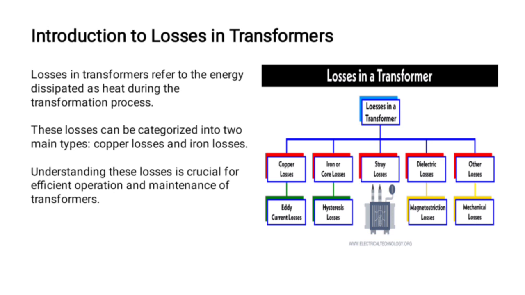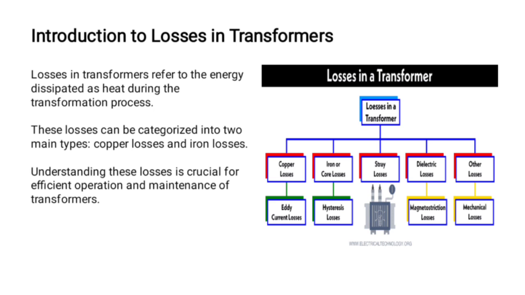Let's get into the topic: losses in transformers. First, what is a transformer and what does it mean? A transformer is a device that transfers electric energy from one alternating current circuit to one or more other circuits, either increasing or reducing the voltage. This is known as a transformer. We have certain types of transformers. They are auto transformers, single phase transformers, three phase transformers, and current transformers. These are the different types of transformers.